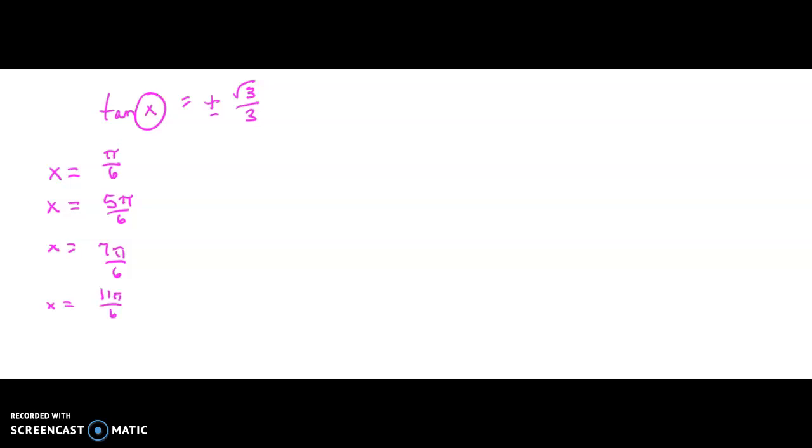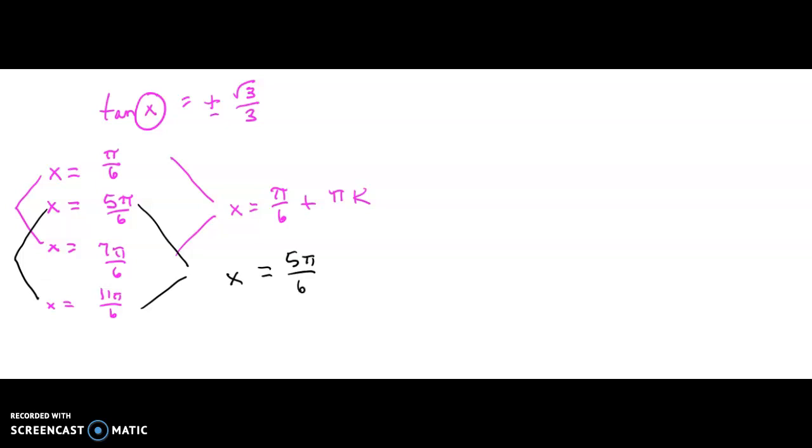Now, we're going to either add 2 pi k to each of these. We could add 2 pi k to all 4 of these, or maybe we notice that these two are 180 apart, so we could write those two by saying x equals pi over 6 plus pi k, and these two are also 180 apart, so we could write those two as such: 5 pi over 6 plus pi k.